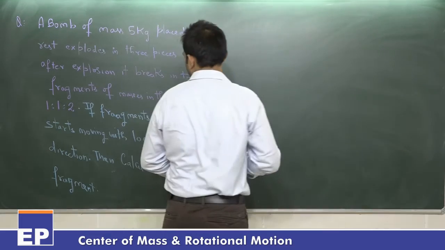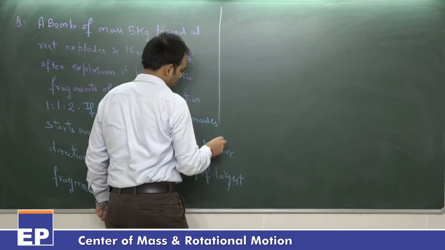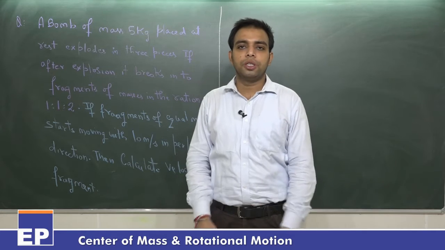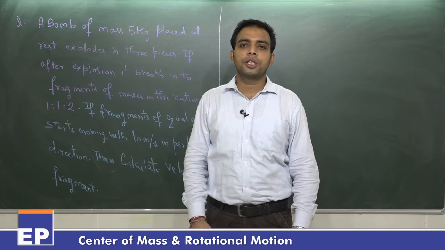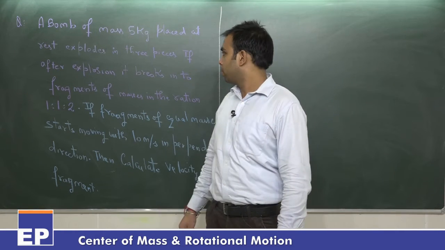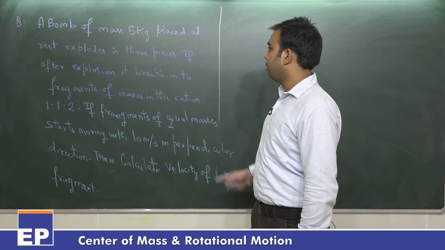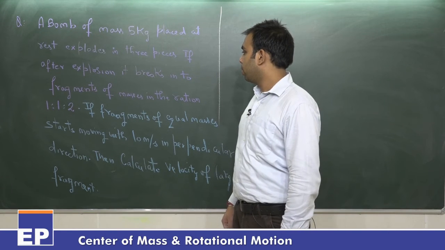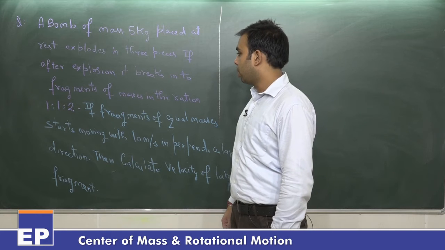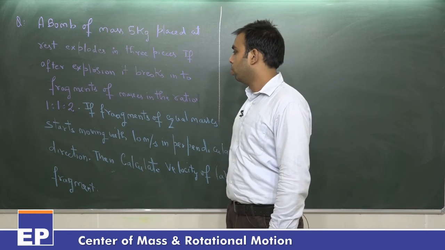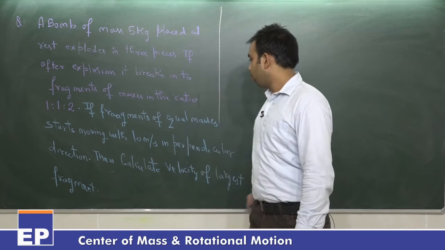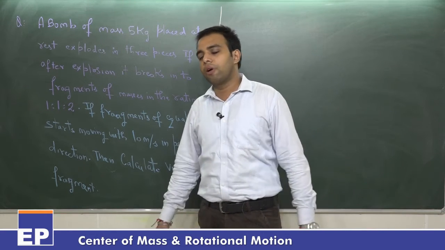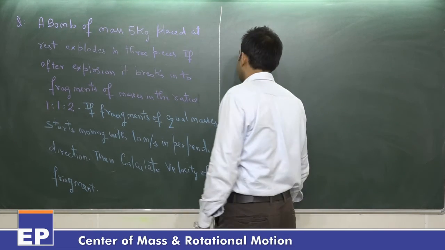Largest fragment. Look at what is happening here. We have a bomb of mass 5 kg, it is at rest and it explodes into 3 fragments. After explosion it breaks into fragments of masses in the ratio 1:1:2. If fragments of equal masses start moving with 10 meters per second in perpendicular directions, then we have to calculate the velocity of the largest fragment.